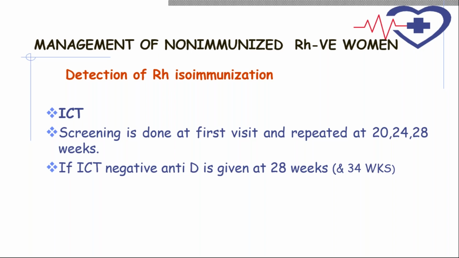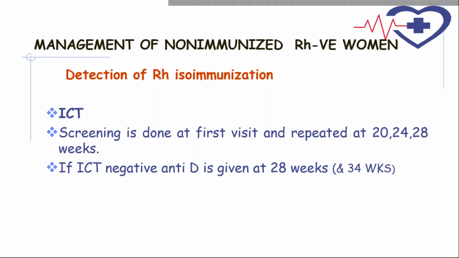Soumya, just one moment. So any Rh negative woman with an Rh positive husband, we have to monitor her for development of Rh isoimmunization. The test which we use is the indirect Coombs test. How do we go ahead with it? We send one sample at the first visit when we come to know that the husband's blood group is Rh positive, and then it is repeated at 20 weeks, 24 weeks, and 28 weeks.